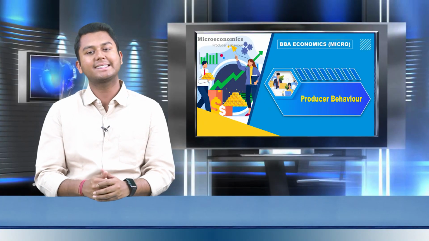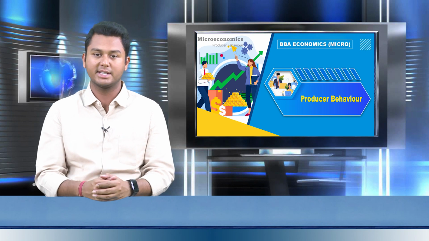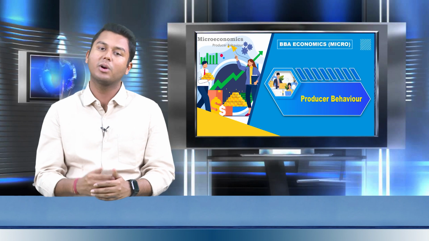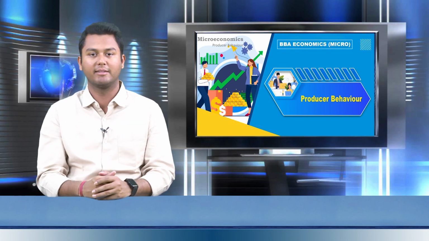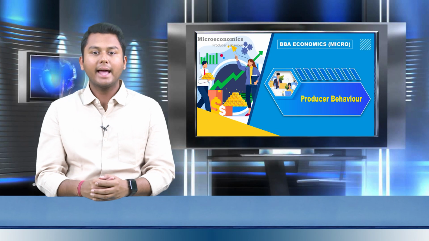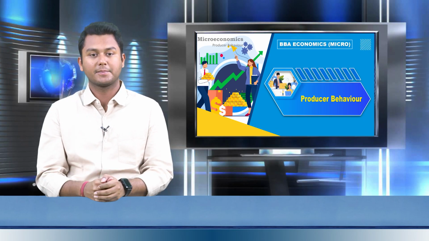If production is constrained, let us say due to resource limits or fixed technology, firms may not be able to move to higher isoquants and will be limited to a certain level of production. The next property is no thickness. So, isoquants are thin lines. An isoquant is a thin curve and does not have a width.